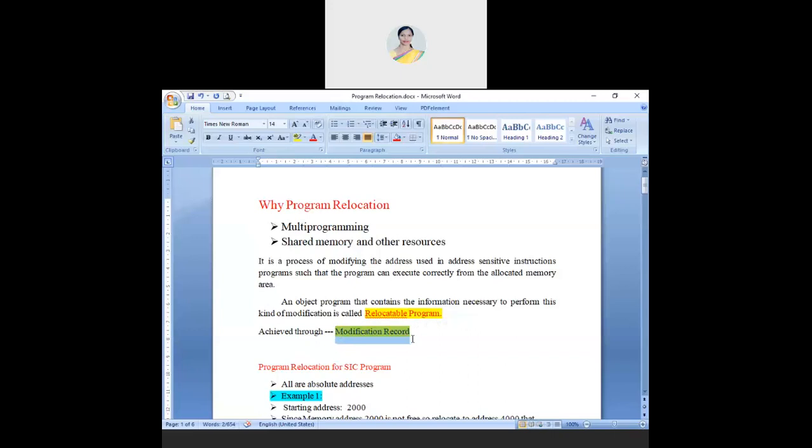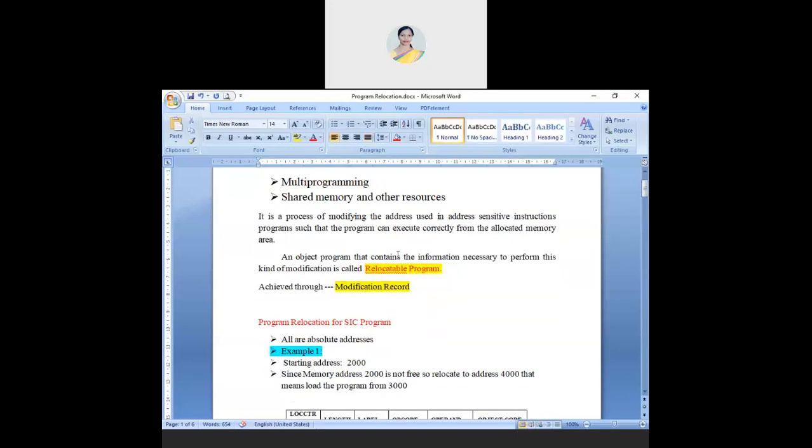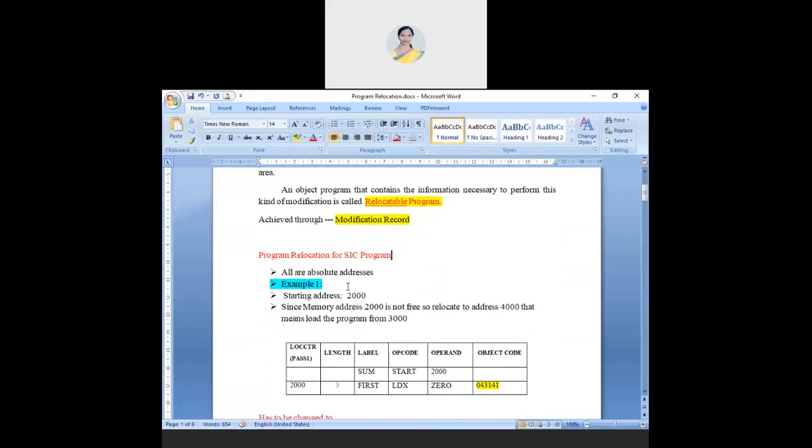When do you need that? There are some instructions in my assembly program which are very sensitive. What do you mean by sensitive? It has to be loaded at that particular address itself. I don't know how to run when I change my address. That's why they are address-sensitive instructions. Fine, so we'll see how exactly you can do program relocation for the SIC machine and SIC/XE.